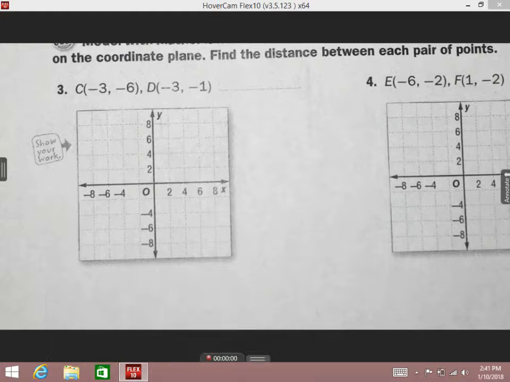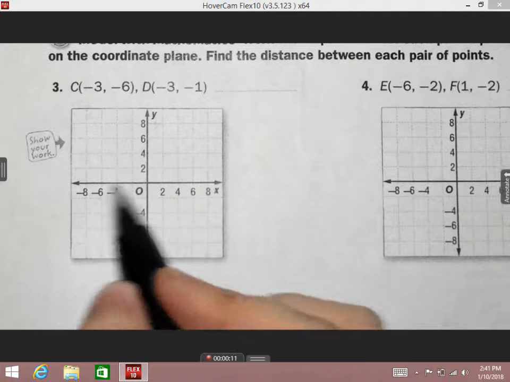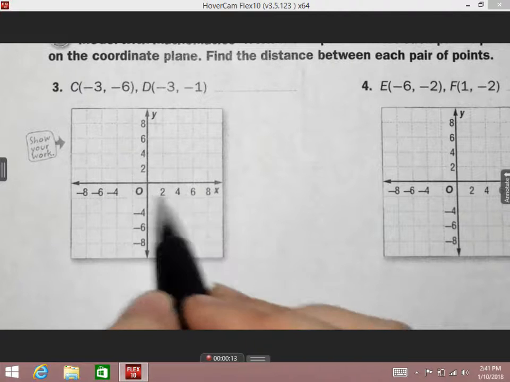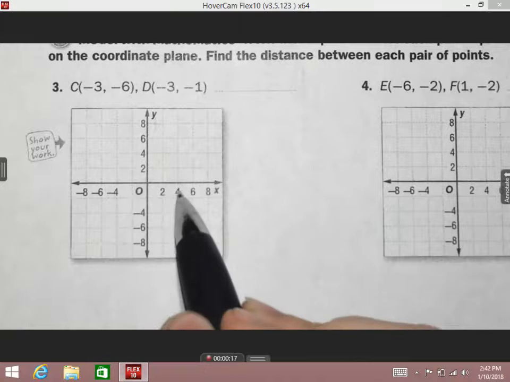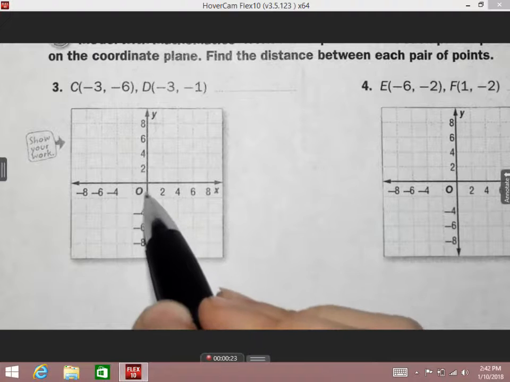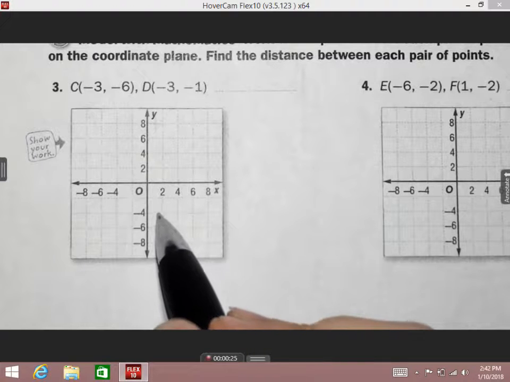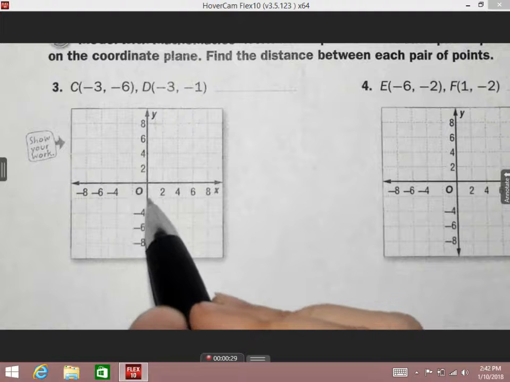All right, so on the back of the paper where we're looking at our homework, we're going to work number 3 together. On this coordinate plane, the thing that makes this homework more challenging: are my graphs numbered by 1s this time? No, they're numbered by 2, 4, 6, and 8. The other thing that makes this challenging, and I think it's because they put an O for the origin, but they ran out of room. They missed that first number in the negatives.